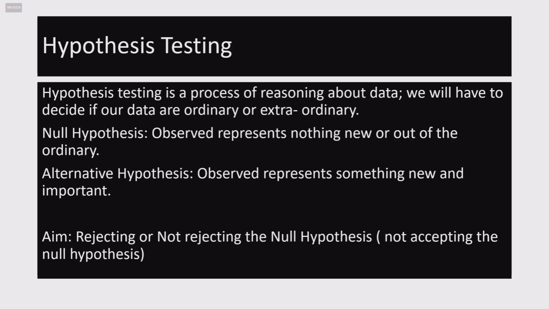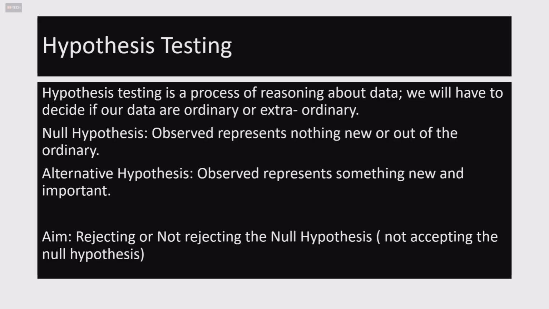So what's the null hypothesis? We are checking between our null and alternative hypothesis. So what exactly is our null hypothesis? Observe represents nothing new or out of the ordinary. That is the norm of what is expected. Then our alternative hypothesis is that observe represents something new and important.